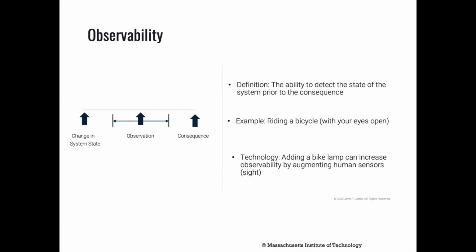And where technology can help with this is in the example of a bicycle. If we had a bike lamp, it pushes out our observability. If we're in a chemical plant, adding real-time sensors, including vibration and ultrasound to our rotating equipment, is another example of how we're getting early signals that improves our observability.